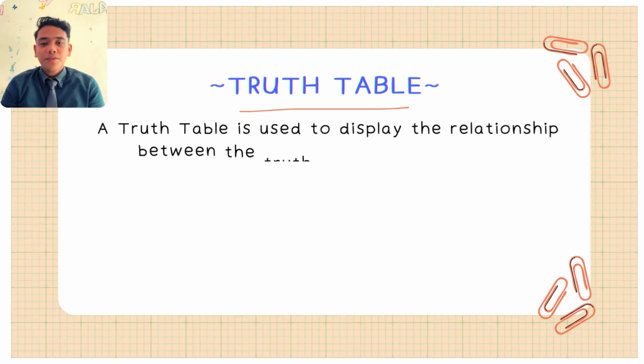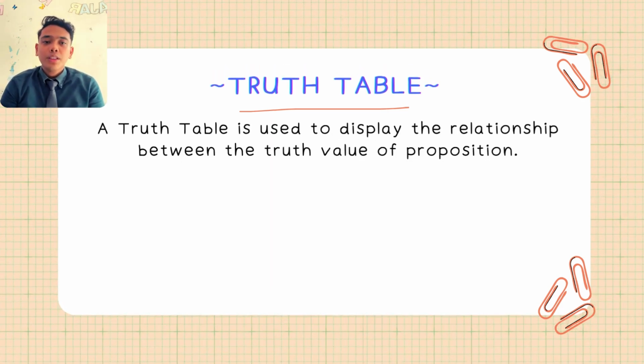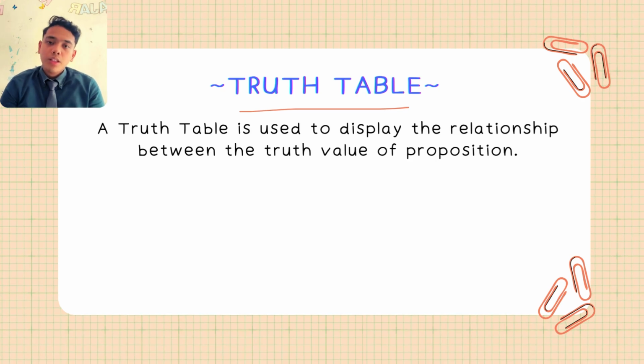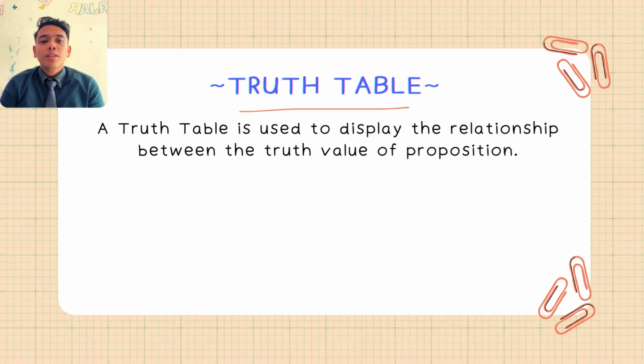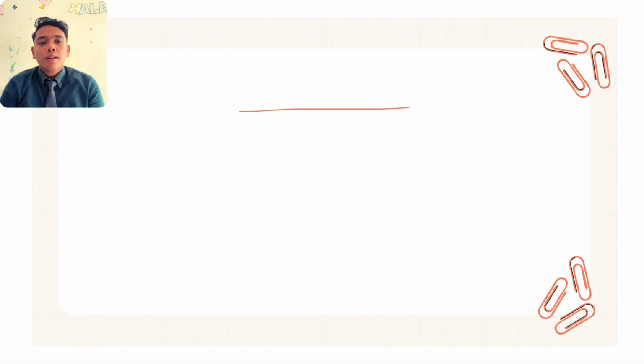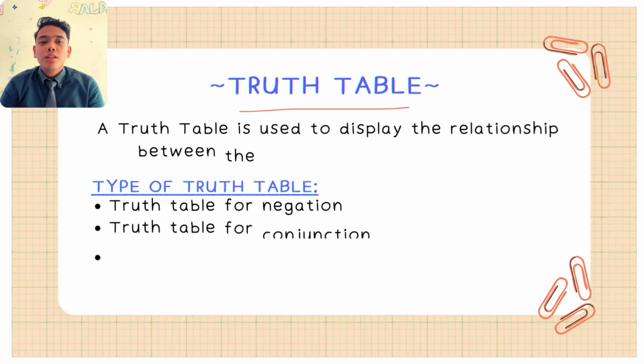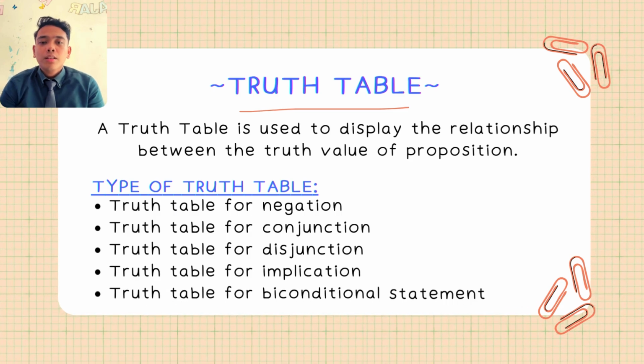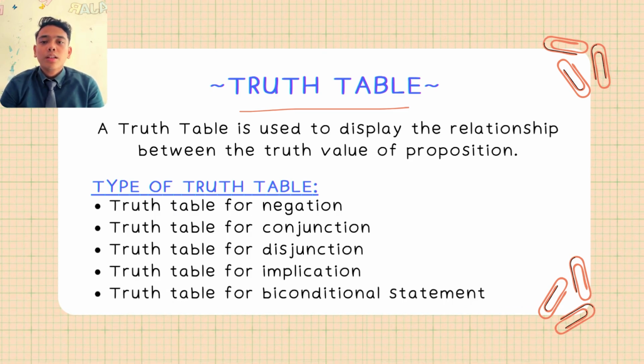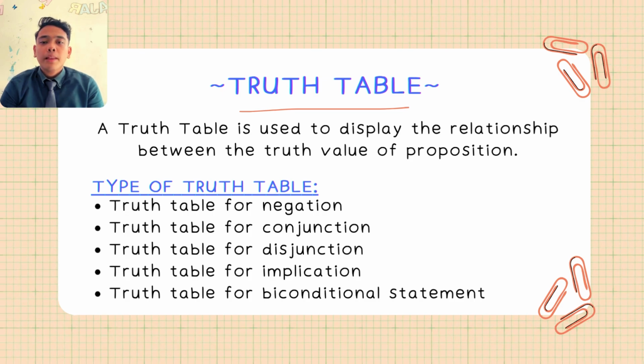Okay, let's get going with the first subtopic in chapter 2, which is truth table. What is a truth table used for? A truth table is used to display the relationship between the truth values of propositions. It can also be used in different situations, such as truth table for negation, conjunction, disjunction, implication, and biconditional statement.